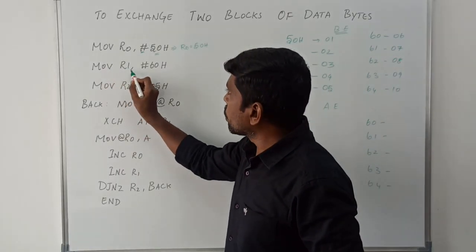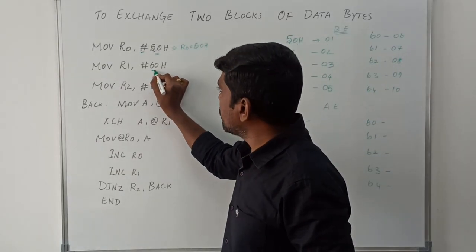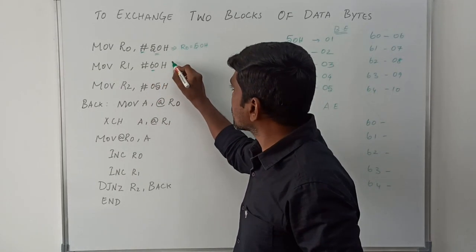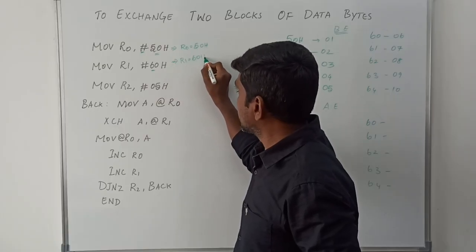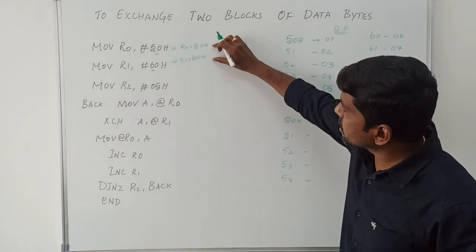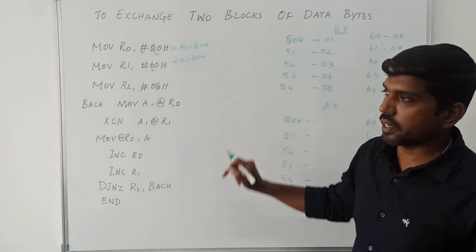Then MOV R1, #60H. So it's also an immediate value. After execution of this instruction, the R1 value is 60H. So these first two instructions are used to initialize the two sets of memory locations.